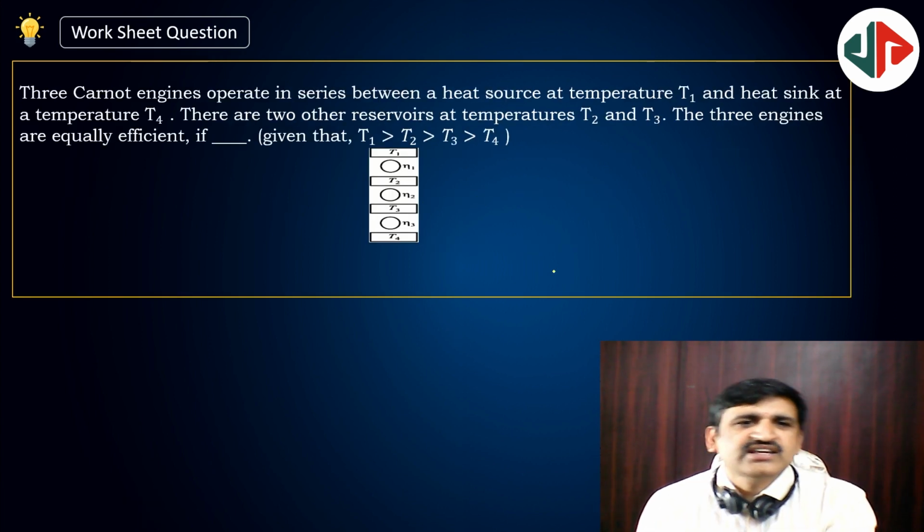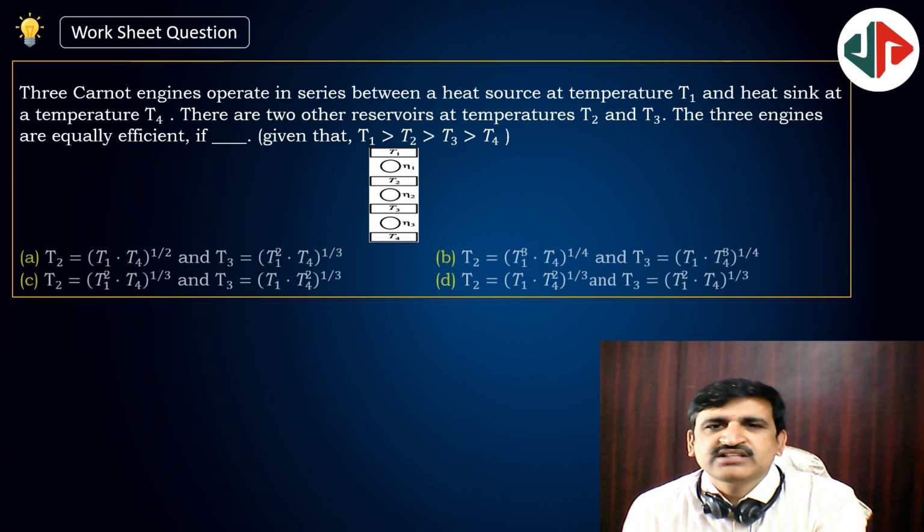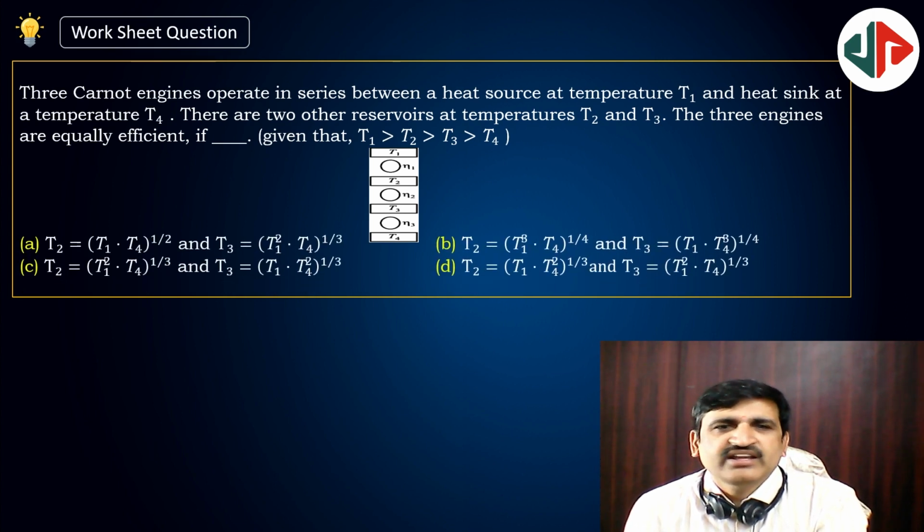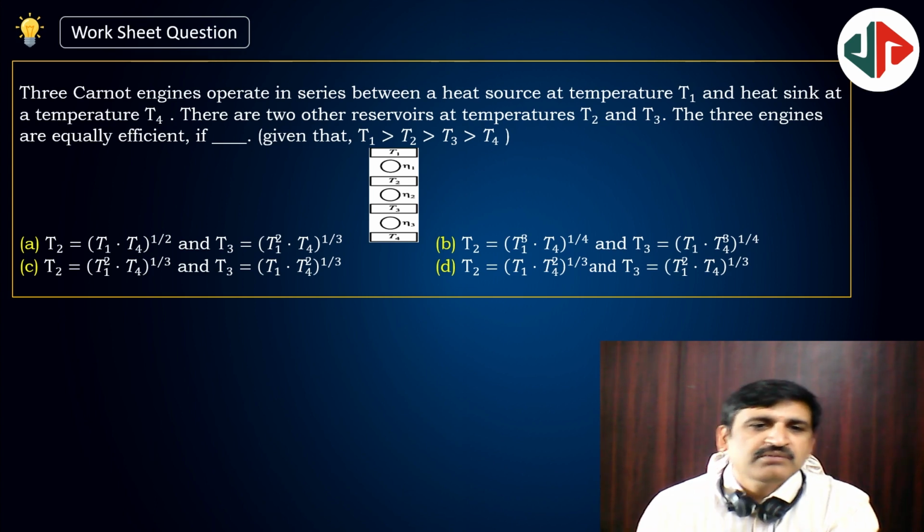3 Carnot cycles operate between the temperatures T1 and heat sink T4. So T1, T2, T3, T4, 3 engines. There are 2 other reservoirs at temperatures T2 and T3. The 3 engines are equally efficient. If the 3 engines are equally efficient, then he is asking for the relation between them.